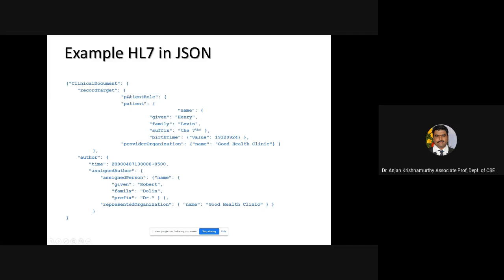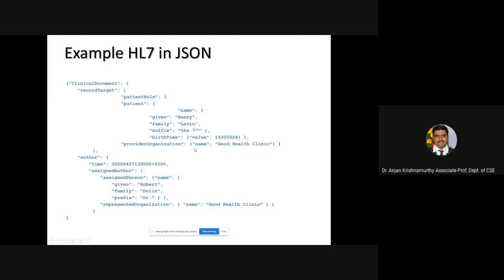These are the three attributes which are supporting this particular key-value pair. This is the key and this is the value. This is a key and this is a value, right? Now, for the patient role, what are the attributes that it has? Name, then it has family name, suffix, birth time. These are the attributes which are related to the patient.